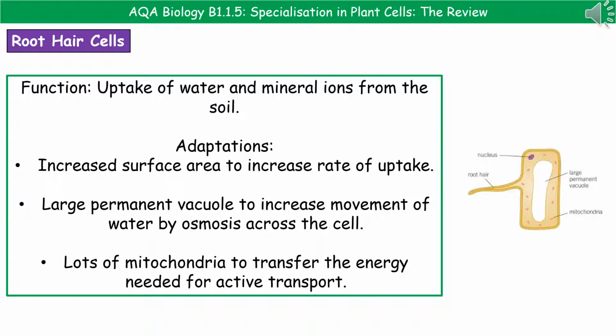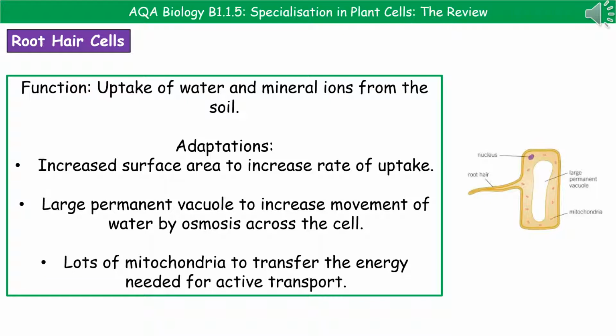What we're going to do then is have a look at a few different types of specialised plant cells. So the first one of these is the root hair cell, which I've given you a diagram of on the right there. The whole purpose of our root hair cells is to take up water and mineral ions from the soil for our plant. In order to do this, there are three key adaptations we should know.